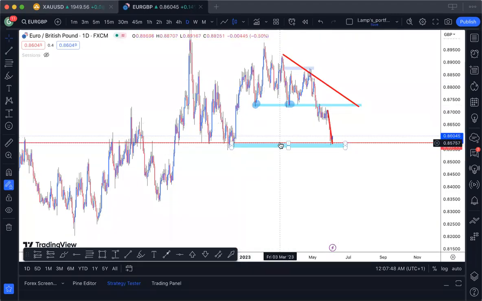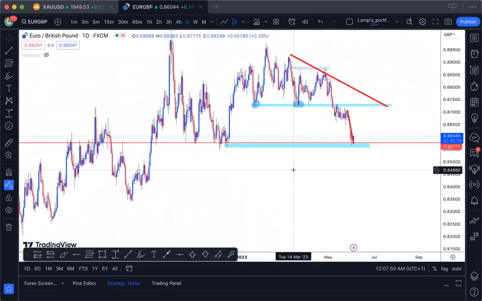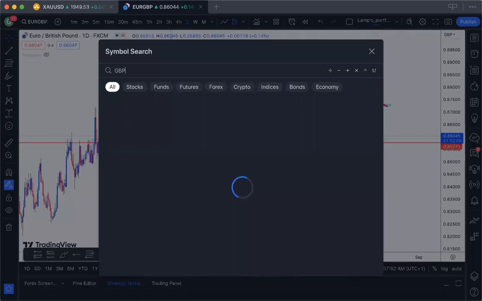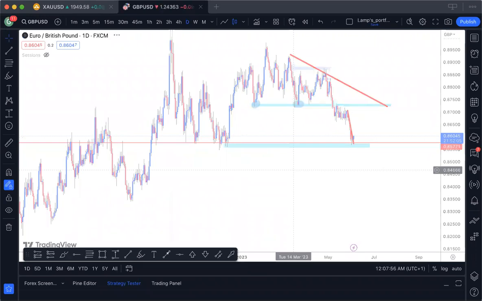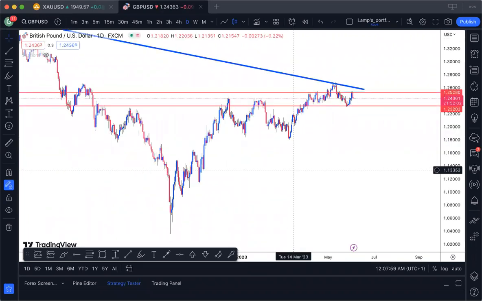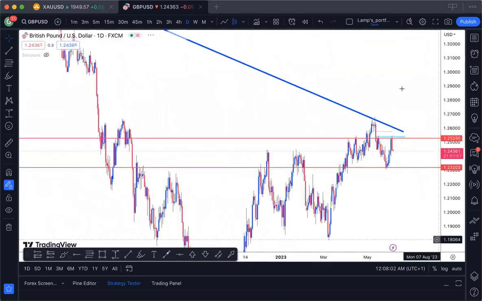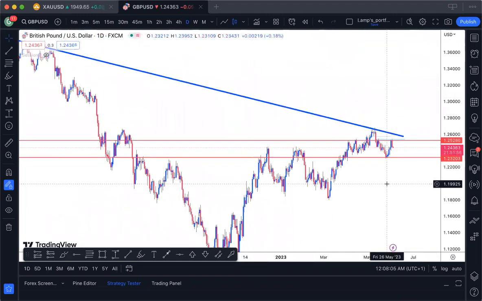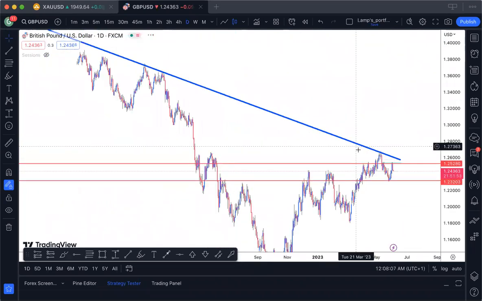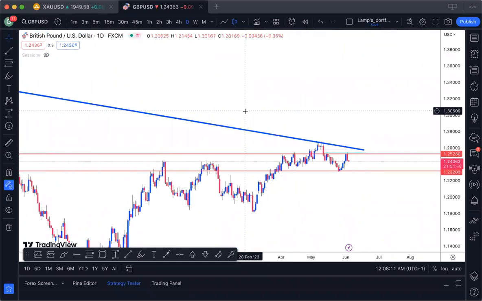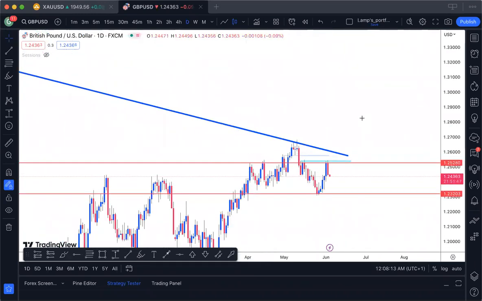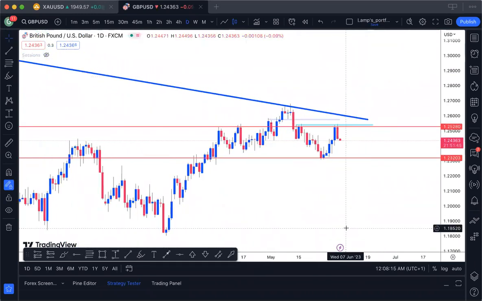So you see how it is. Let's see another pair. Let's say pound USD. Okay. So it's all about keeping it simple. Already now pound USD, the market is in a zone. Need the trend line. You see, so now we see a QM trying to form.